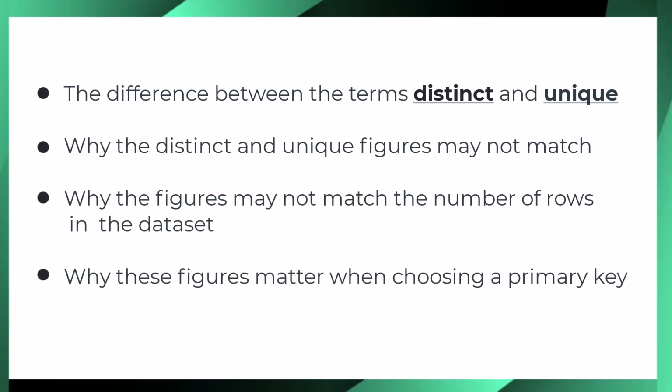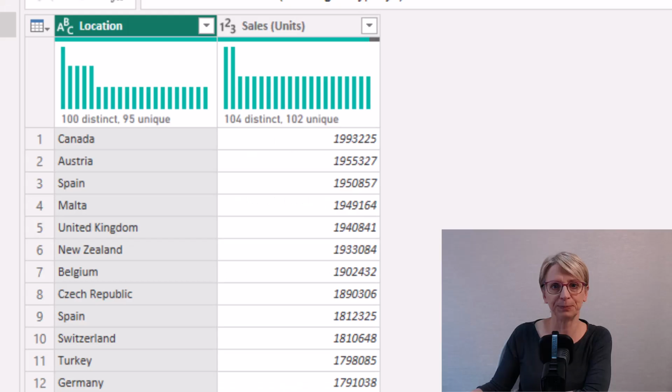In this video, I'll explain the difference, along with explaining why these figures might not tally to the number of rows in your dataset and why it's important to view these figures, especially when setting the primary key for a table. The difficulty with the terms distinct and unique is that in real-world general conversations, the words are often used interchangeably. However, in data, they are two separate terms, arriving at two separate figures.